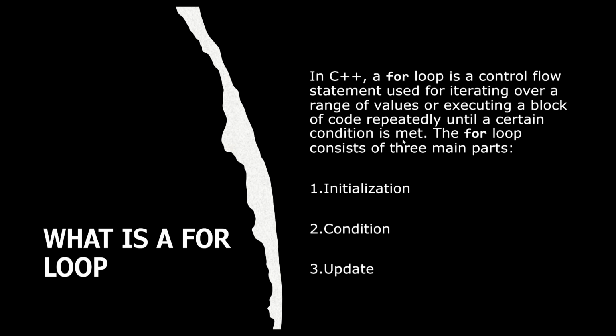What is a for loop? In C++, a for loop is a control flow statement used for iterating over a range of values or executing a block of code repeatedly until a certain condition is met. The for loop consists of three main parts: the initialization step, the condition step, and the update step. So let's go over the steps.